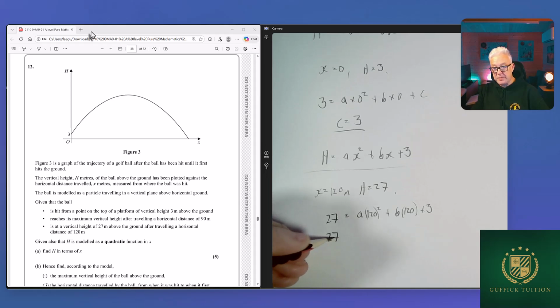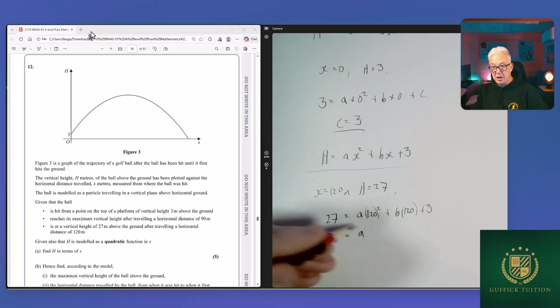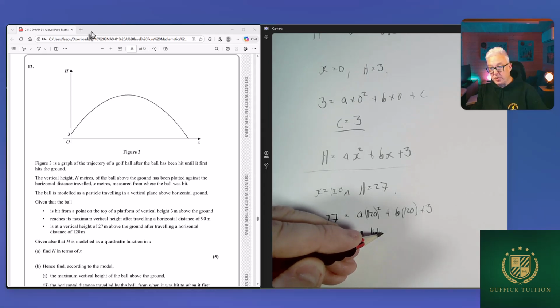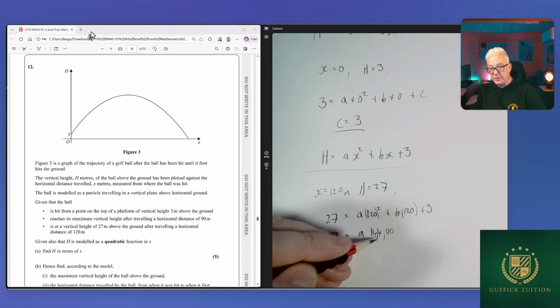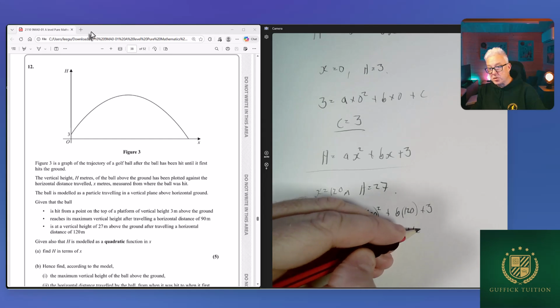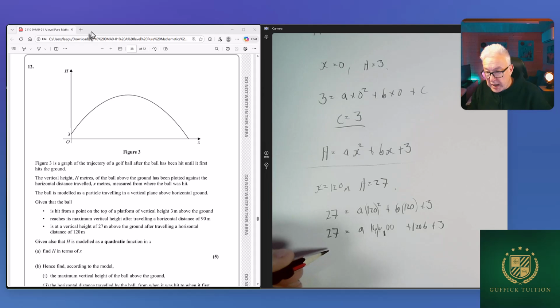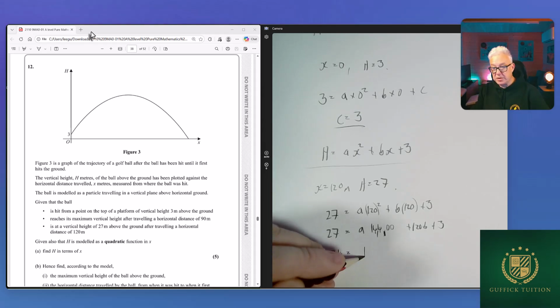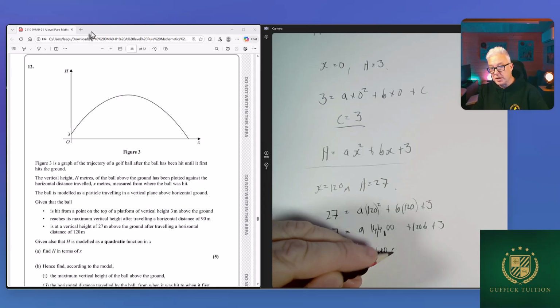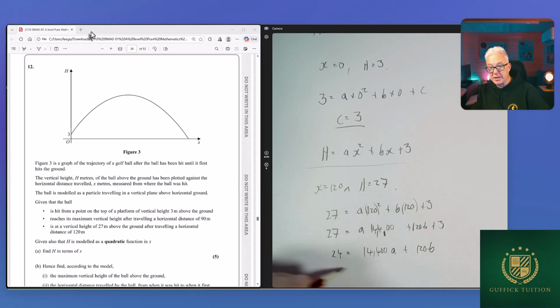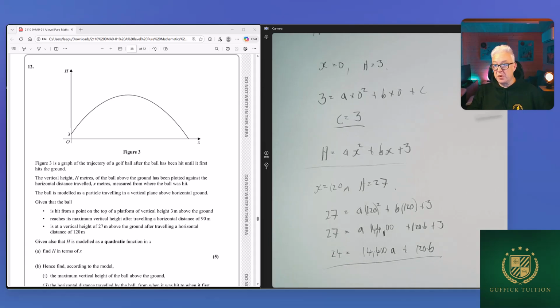Okay, perfect. Well, this is going to be 27 is equal to a times 14,400 plus 120b plus 3. So in other words, what we can say is that that is the same as 24 is equal to 14,400a plus 120b, like so. All right, so that's one equation, okay, with two unknowns. So we've got to park that there for now.